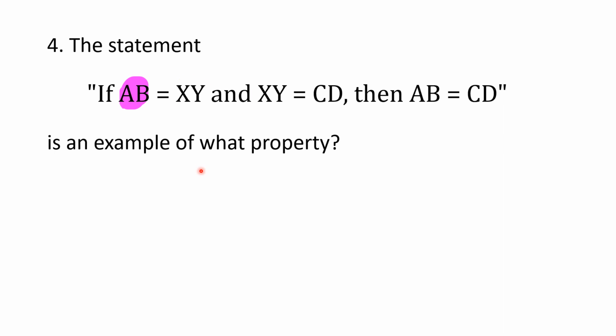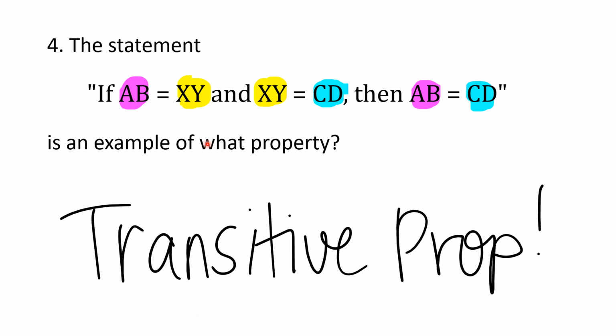All right, so if AB is equal to XY and XY is equal to CD, then AB is equal to CD. Look how it eliminated the middleman, and we have AB is equal to CD as the result. If you remember, that is the transitive property. The transitive property allows us to take two separate equalities and combine them, condense them down into one equality.